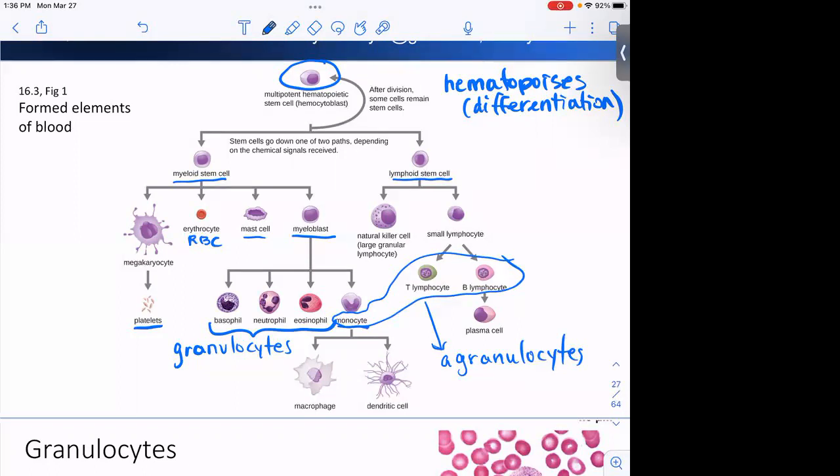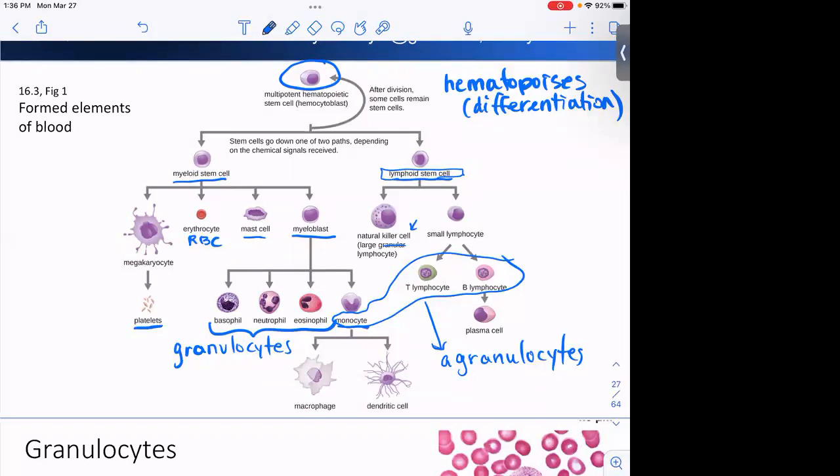And those T lymphocytes and B lymphocytes, again, differentiated from a different kind of stem cell, along with natural killer cells. And I'm not really sure what to call natural killer cells. In the book here, they talk about how they have granules, but we don't really consider them granulocytes. So I wouldn't worry about that they have granules. We're just going to mention those really briefly, not pay too much attention to them.